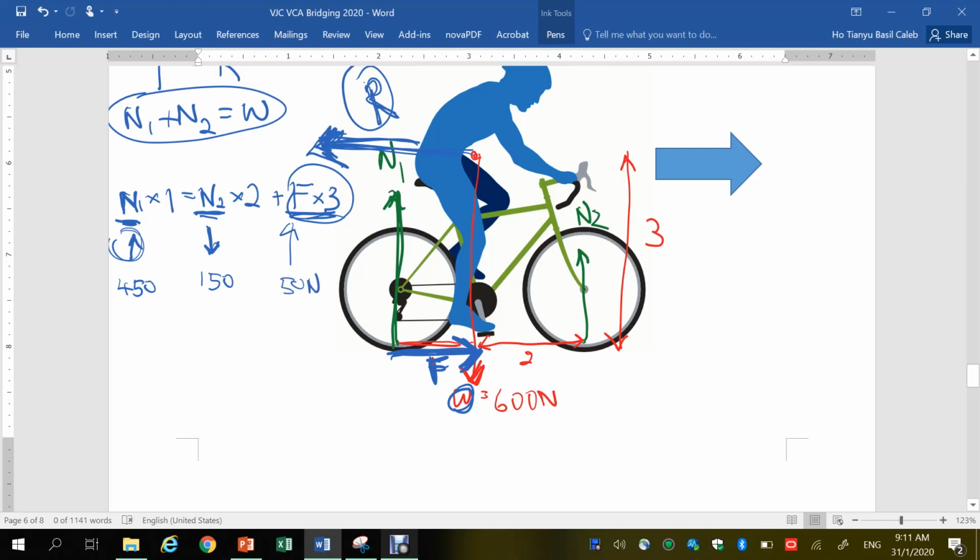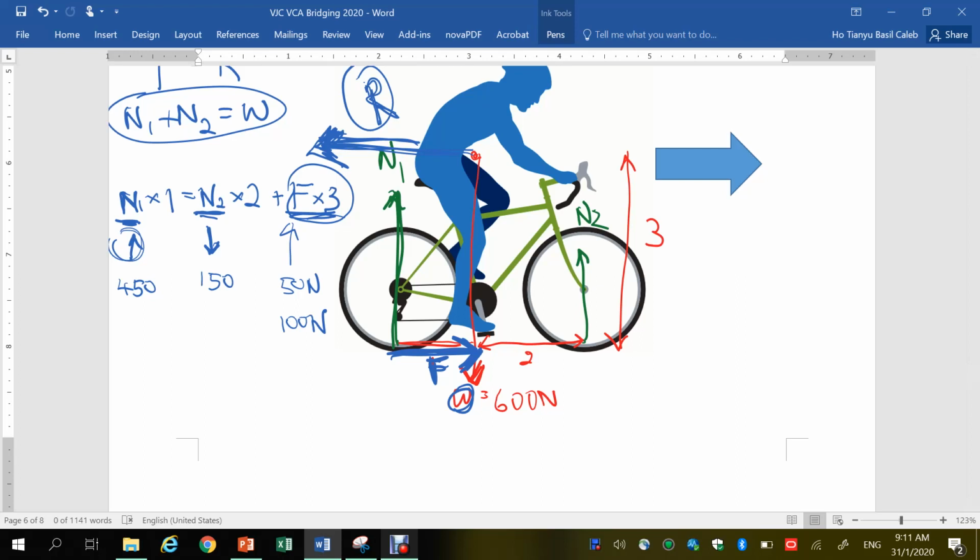If we keep increasing the pedaling force, right, to maybe 100, these two forces must change in such a way that the difference between them will give you 300, because 100 times 3, 300 Newton meters of moment. Okay?